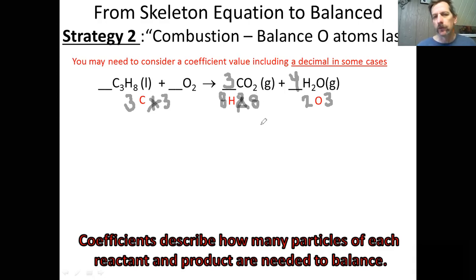Now we can take inventory of oxygen. New inventory for oxygen because we just put numbers here. So on the left side, the oxygen value is still 2, but on the right side, it's no longer 2. So we're going to change this value. 3 times 2 for carbon dioxide, right? There are 6 oxygen. 4 times 1 for water, there are 4 from water. 6 plus 4, now there's 10 oxygen on the product side. That means we need 10 oxygen on the reactant side.